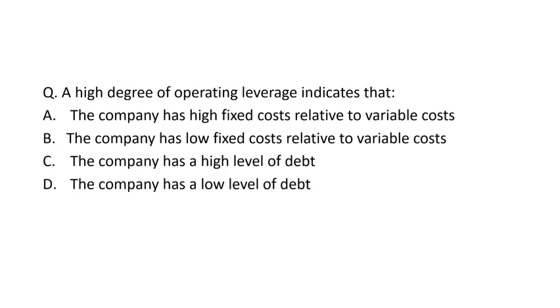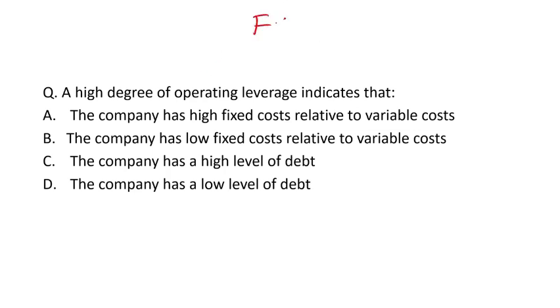A high degree of operating leverage indicates that the company has a fixed cost relative to variable cost. The company has low fixed cost relative to variable cost. The company has a high level of debt, and the company has low level of debt. Now let's listen to me first thing. There are three types of leverage: operating leverage, combined leverage, and financial leverage. Now it is talking about the operating leverage.